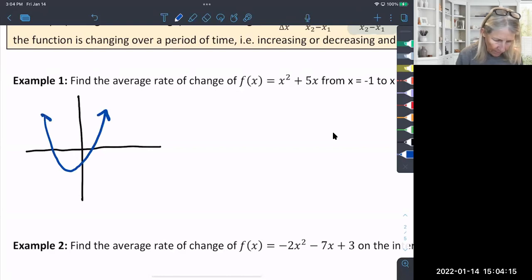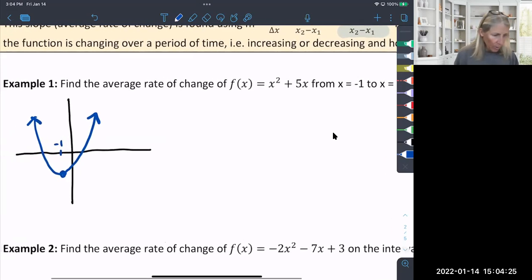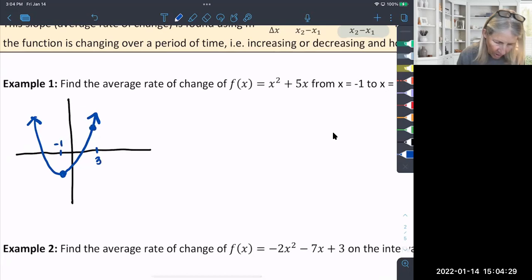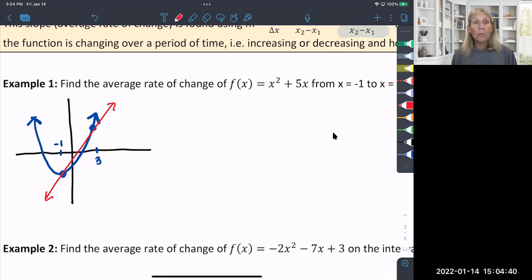On that graph, you have a point at x equals -1, maybe some point here, and at x equals 3 you have another point, maybe over here. Of course, I'm just giving you a what-if. You're going to find the slope between the point when x is -1 and the point where x is 3. So we're finding the slope of this line, which is called a secant line.